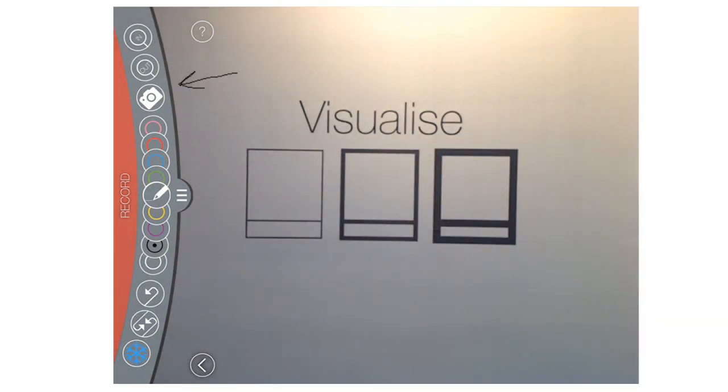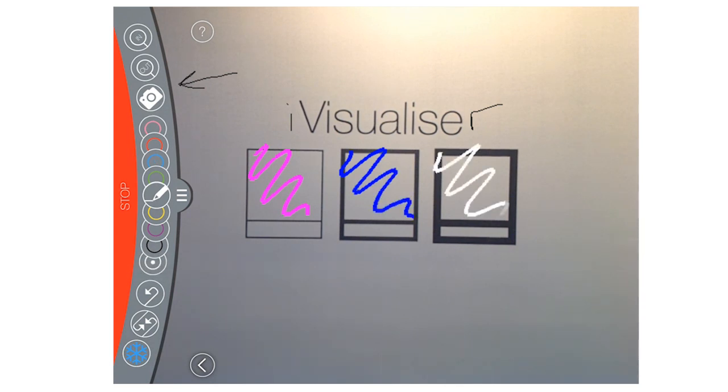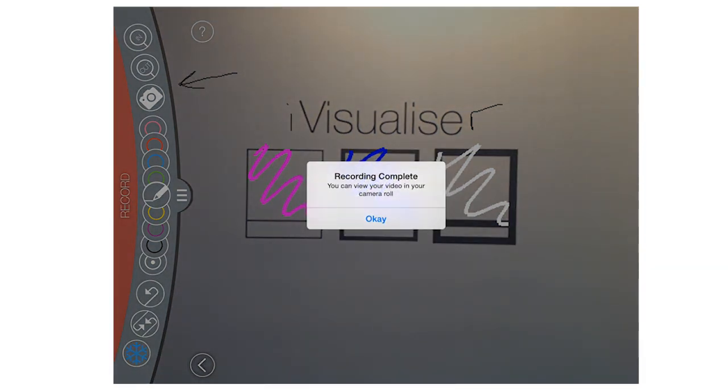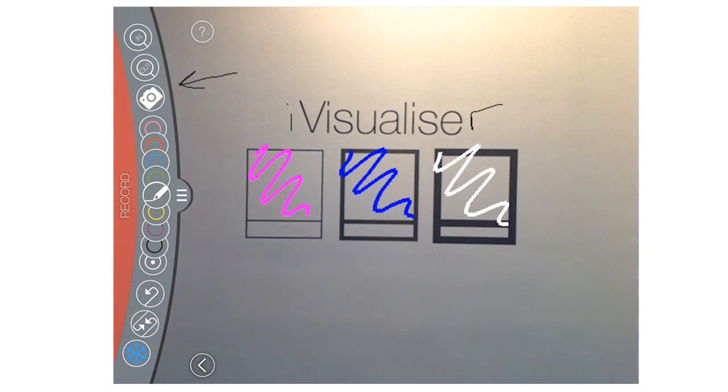Another great feature of iVisualiser is the ability to live record annotations and even audio commentary as a video. To start recording, press the large record button. To stop recording, simply press stop. The resulting video is automatically saved to your camera roll for playback or review at a later point.